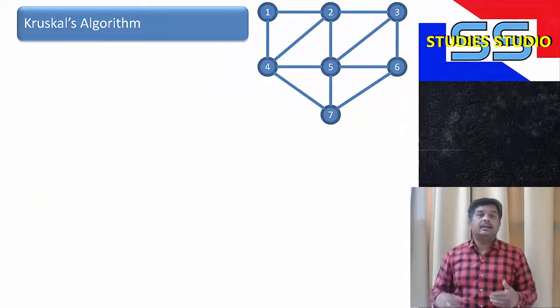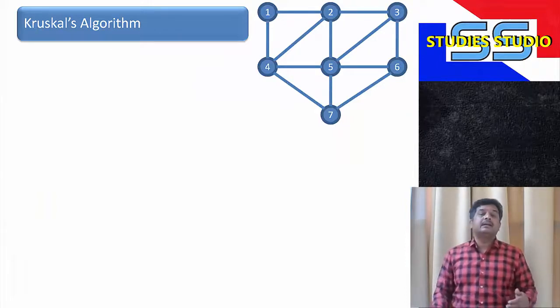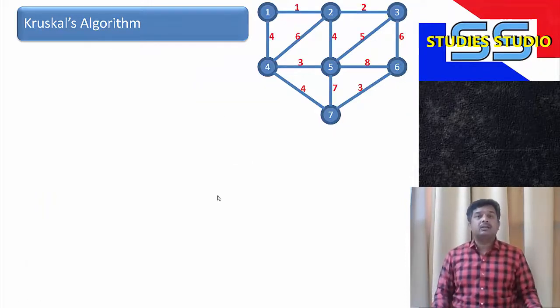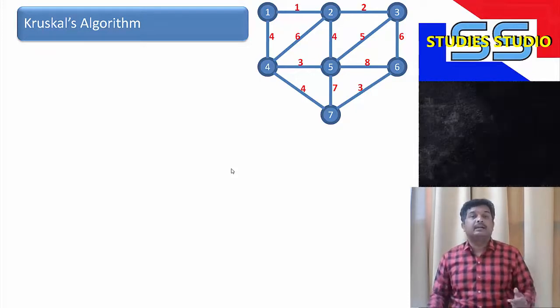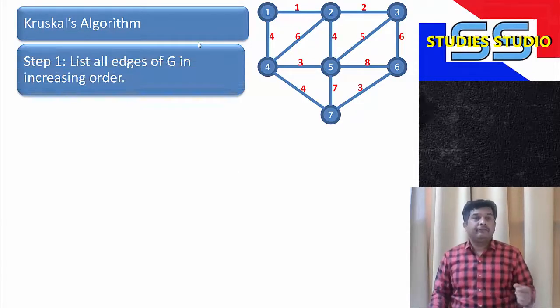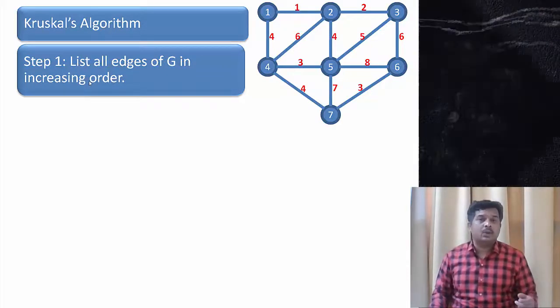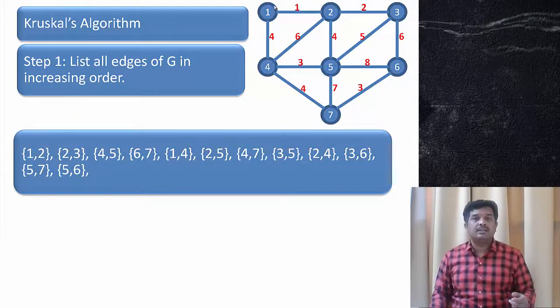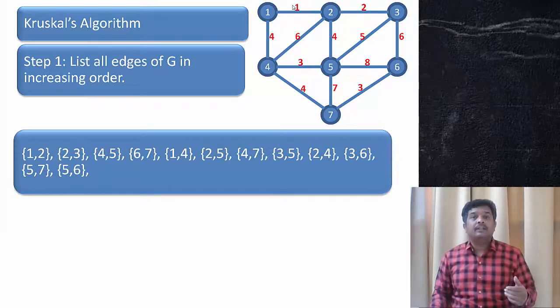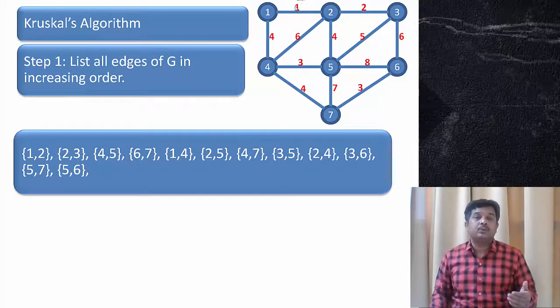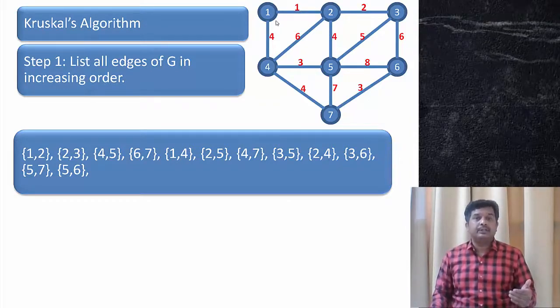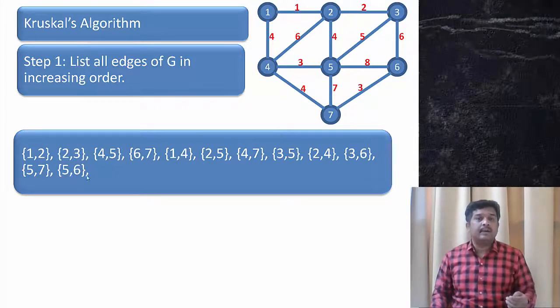So let us see Kruskal's algorithm. Let us say this is a graph given to me and these are the costs associated with each edge. The first step is to list out all the edges in increasing order. The smallest edge, with the smallest value, is 1, the edge between vertices 1 and 2.